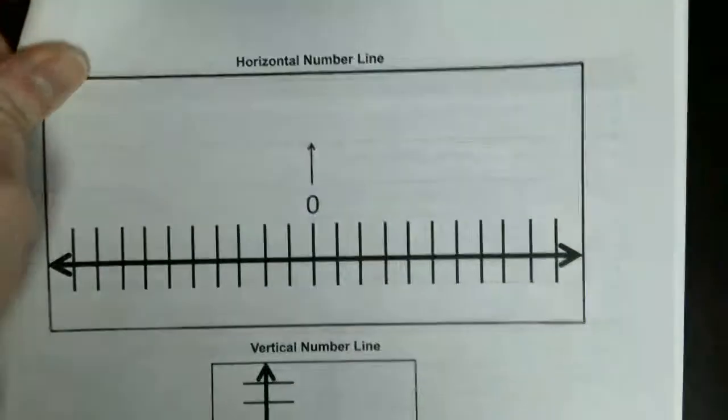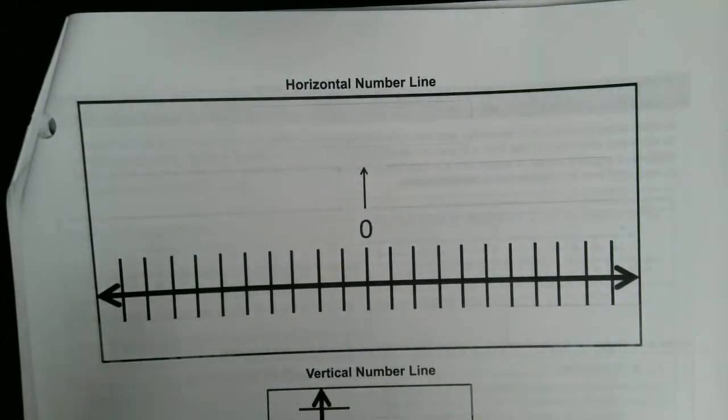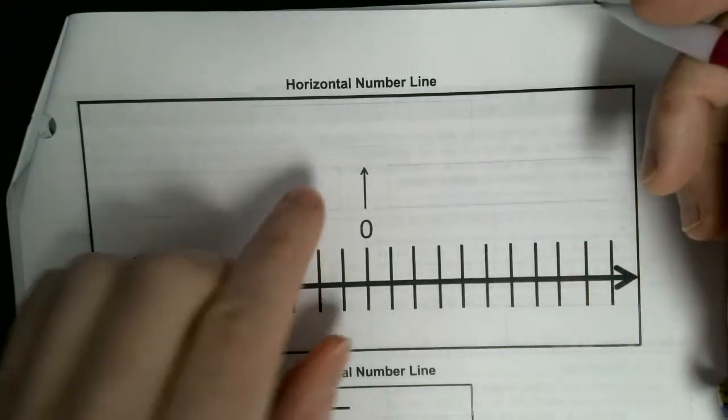Last page we're going to look at as we do our little introduction to integers. So I'm going to give you an idea of what the integers are. We talked about positives and negatives. Now I'm going to show you what an integer would be on a number line.